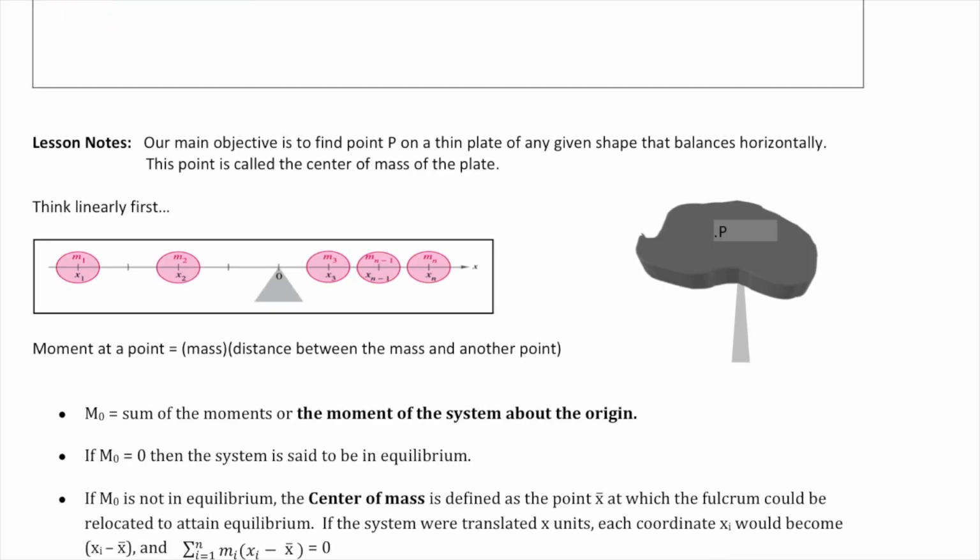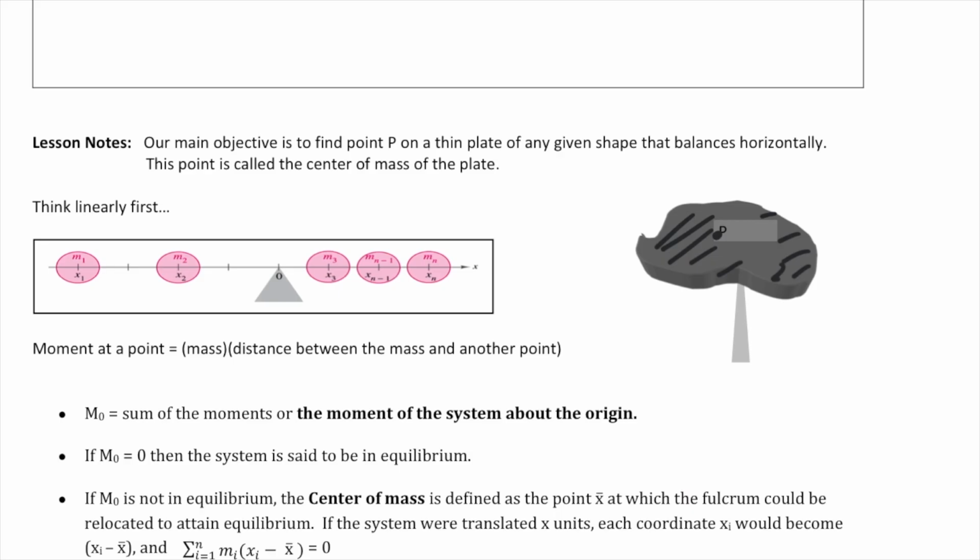The main objective of this lesson is to find a point P on a thin plate of any given shape so that we can balance this shape in a horizontal fashion. Now this point is called the center of mass for the plate. So if we put a fulcrum at point P, we're going to keep that plate flat.